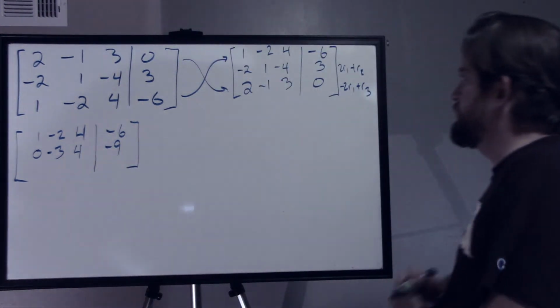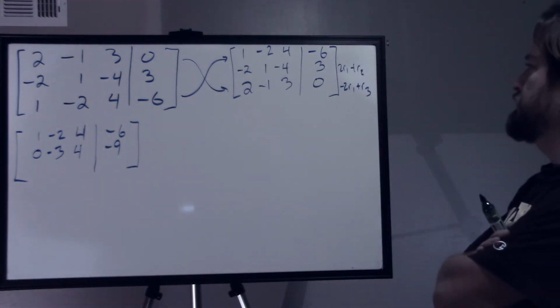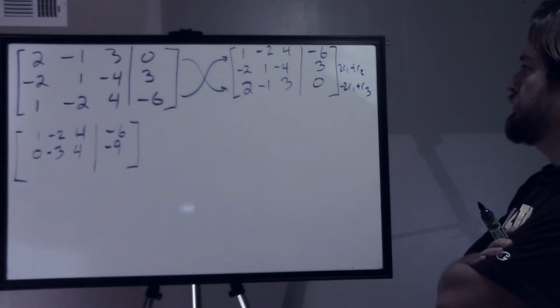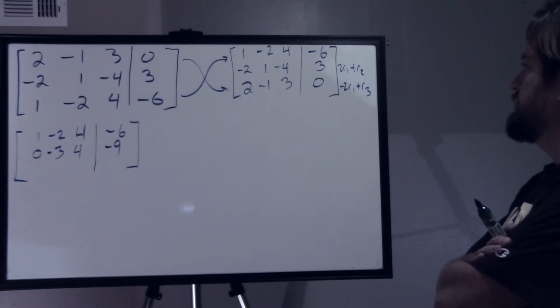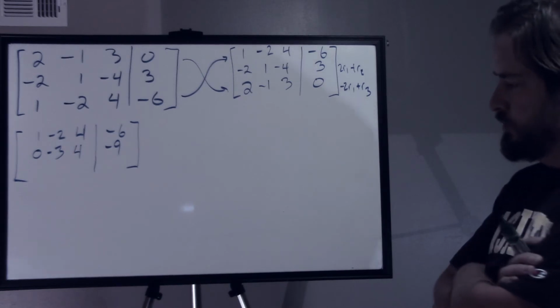Make sure I did row 2 right. 2, 0, 4, negative 3. That's 8 and 4. And that one's negative and it's 12 and 9. Alright, row 2 is okay.